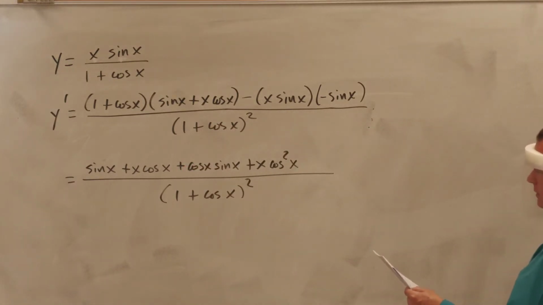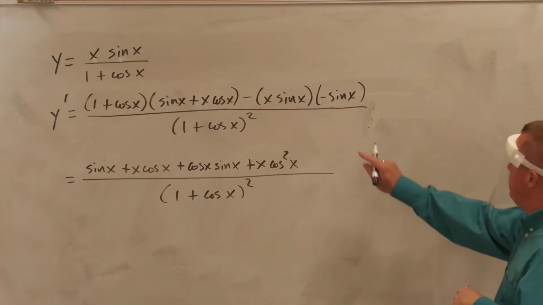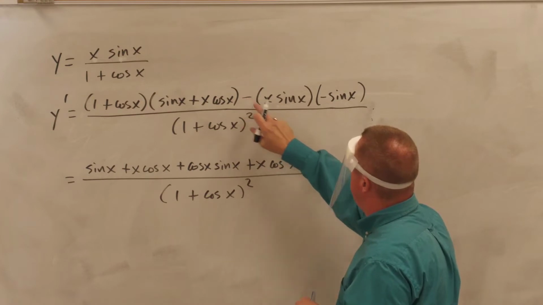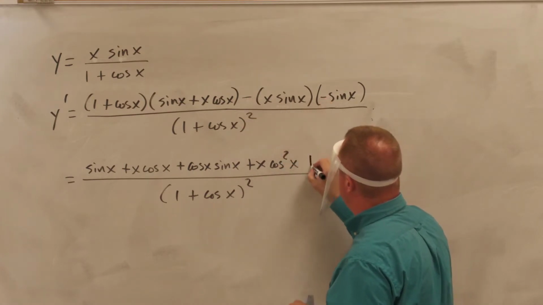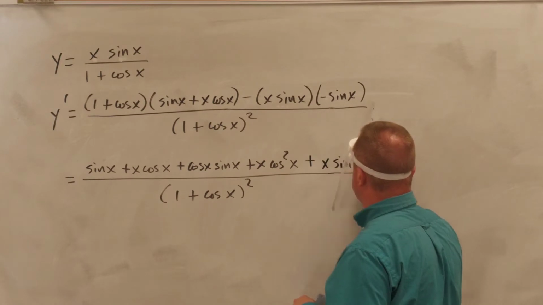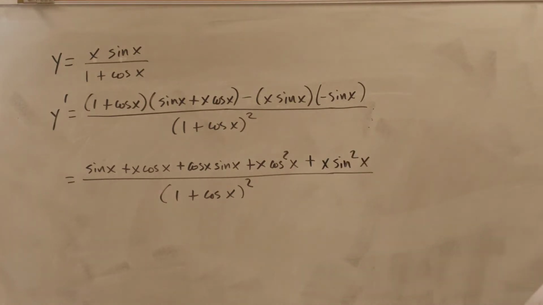Okay. Now over here I've just got a single term times a single term. I've got a negative times a negative, so it'll be a plus. That'll be x sine squared x. Okay, any questions about that?